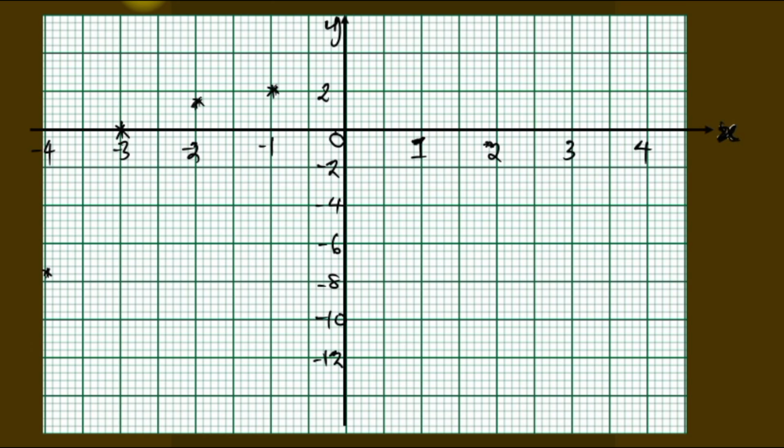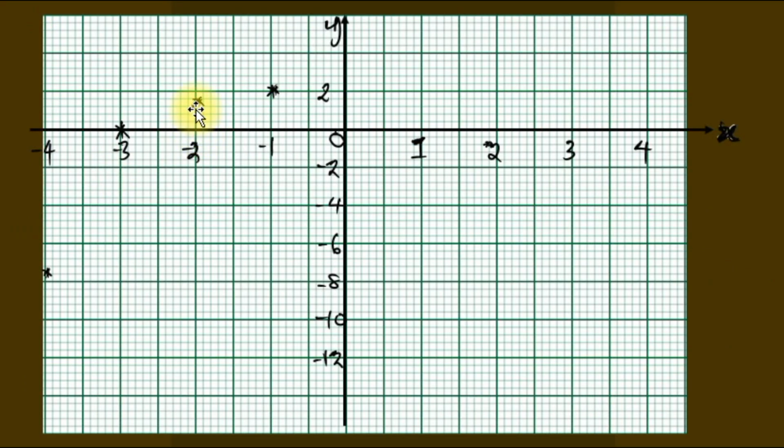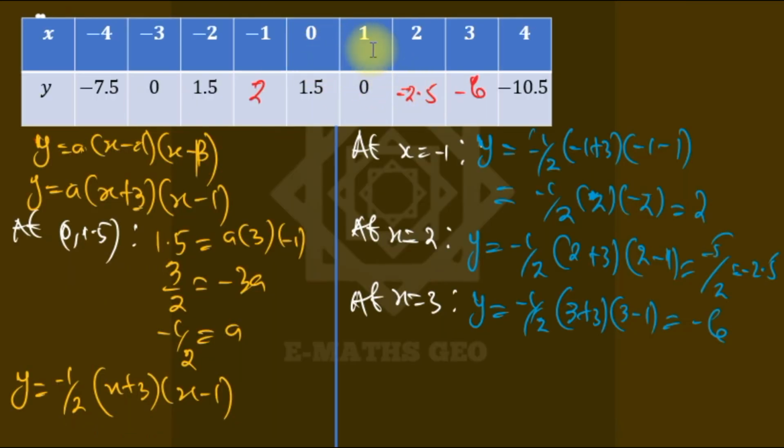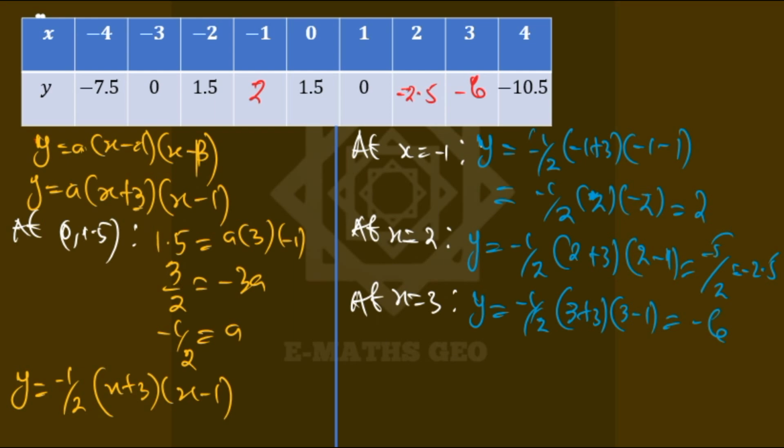So which one again? x = 0, y = 1.5. So remember this is 1.5. So for x = 0, y = 1.5 should be here also. So which one again? x = 1, y = 0 on the x-axis. So which one again? x = 2, y = -2.5. Okay.